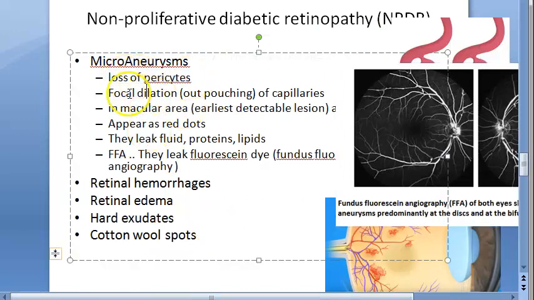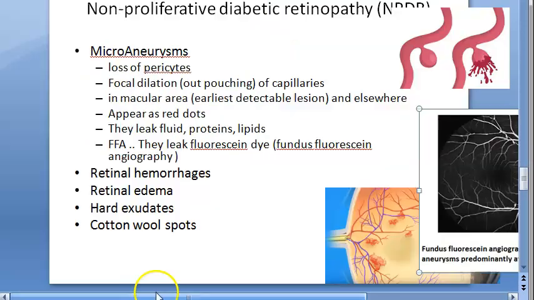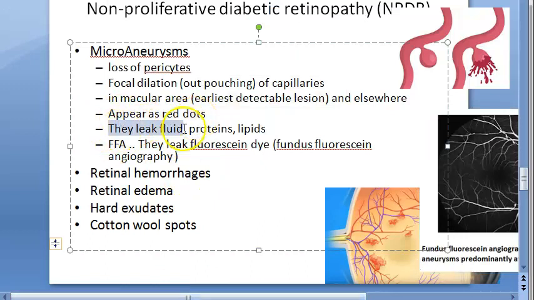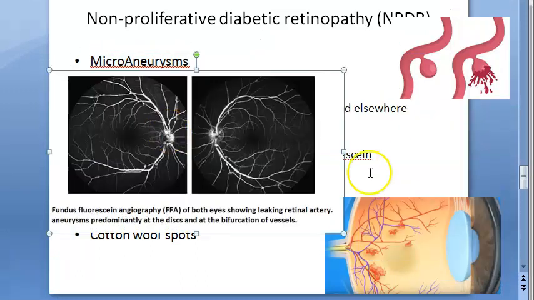Because of loss of pericytes, there will be focal dilation and outpouching of these capillaries, especially in the macular area. These are the earliest detectable lesions, and then elsewhere also it can happen. These appear as red dots. They leak fluid, proteins, lipids, etc. When they break, obviously they can leak even blood. When you do FFA, that is fundus fluorescein angiography, when you inject the dye, they leak the dye also. So this is about microaneurysm. This is a photo that we found from the internet. You can see a fundus fluorescein angiography, FFA, of both eyes, showing leaky retinal artery.